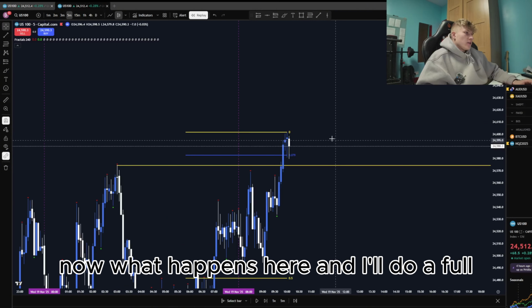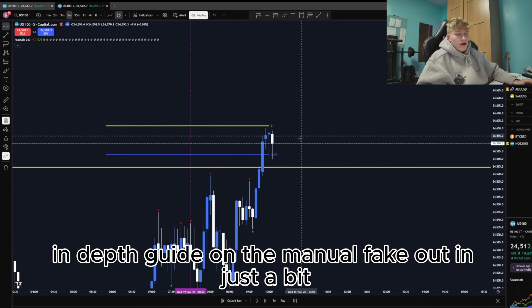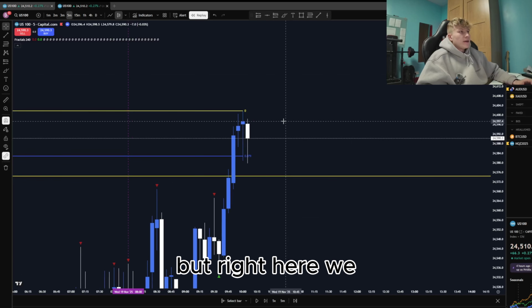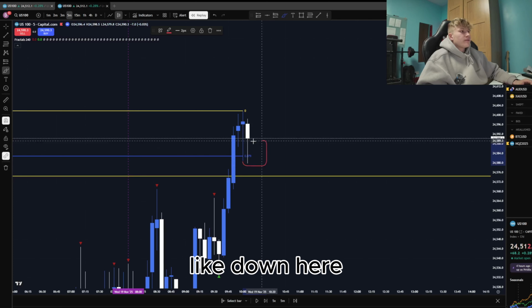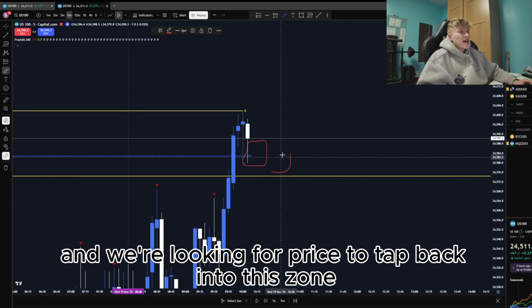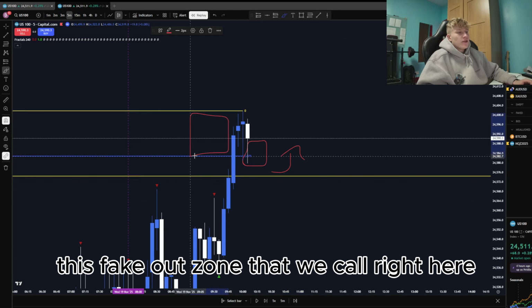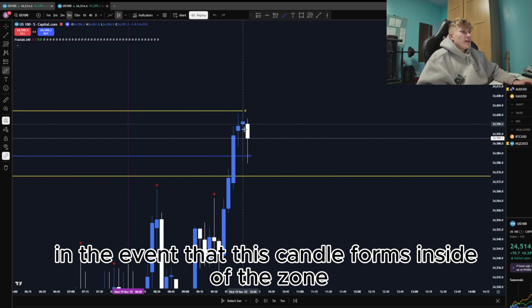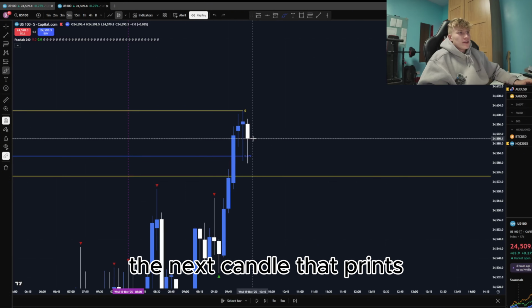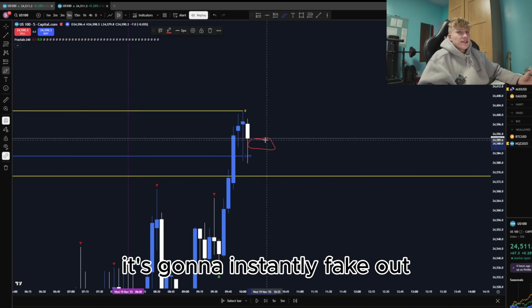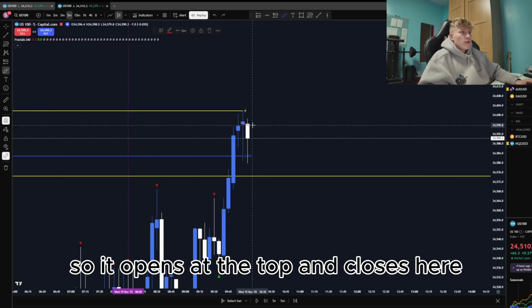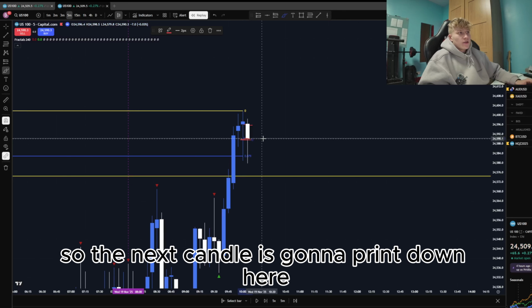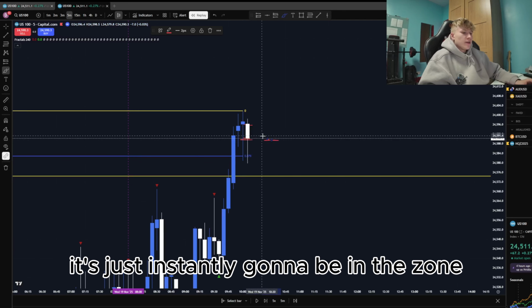Now what happens here, and I'll do a full in-depth guide on the manual fake out in just a bit, but right here what we usually look for is the candle closes like down here, and we're looking for price to tap back into this zone, this fake out zone that we call right here. Now in the event that this candle forms inside of the zone, the next candle that prints is going to form inside of the zone. It's going to instantly fake out, and there's not much of a confluence if it instantly fakes out, right? When this prints, so it opens at the top and closes here, the next candle is going to print down here. It's just instantly going to be in the zone.